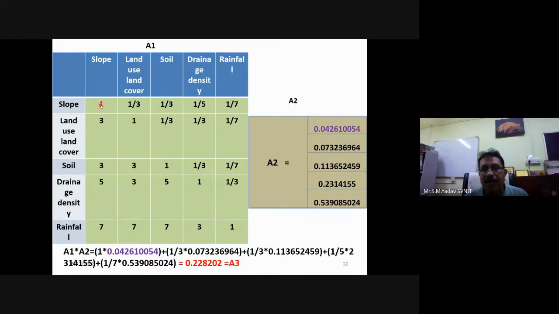So what do you do? 1 into the weight of that parameter, 1/3 into the weight of land use, 1/3 into the weight of soil, 1/5 into the weight of drainage density, and 1/7 into the weight of rainfall. By doing that and summing up, you will get the value 0.228202 for slope. Like that, work out for land use land cover, soil, drainage density, and rainfall. Please do it yourself. Multiplication of two matrices A1 and A2.